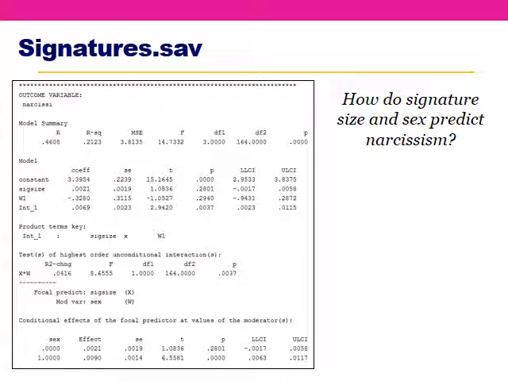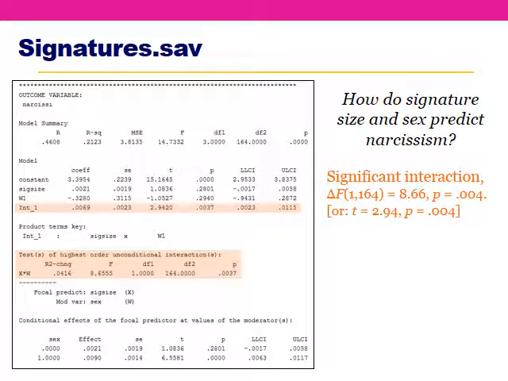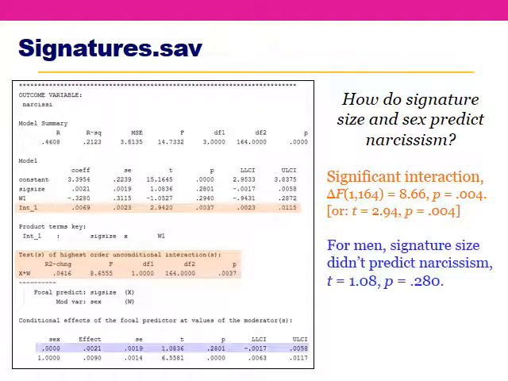So here is the output from process if we were to do this same problem using process as opposed to the way that we did it 2 weeks ago. And as we saw 2 weeks ago, there is a significant interaction. We could look at the t-test or we could look at the f-change test. Either way, we're going to see that the p-value is 0.004, telling us that the relationship between signature size and narcissism depends on sex.